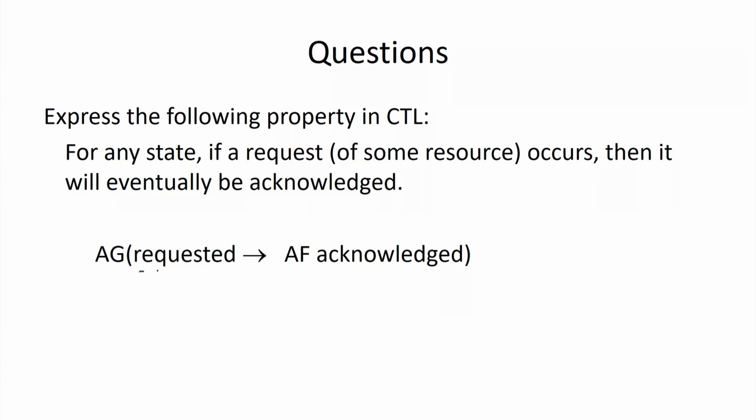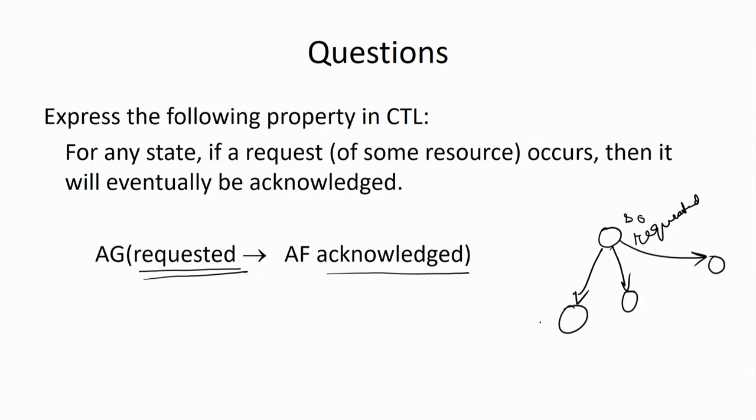So, if in a particular state request holds, that is, a request for some resources, then wherever you go, in all paths in future we are going to get an acknowledgement. Say in this particular state S0 we have requested some resources. Request is an atomic proposition. From this particular S0 we may have different possible transitions depending on the system behavior. So, wherever you go in future, in all paths somewhere you should get the acknowledgement, because we have requested some resources. The system has several transition behaviors, but wherever we proceed, finally we should get the acknowledgement. So, request implies in all paths in future acknowledged.